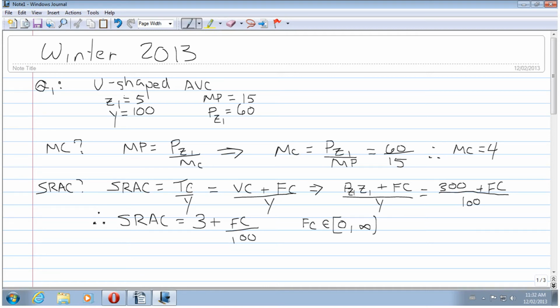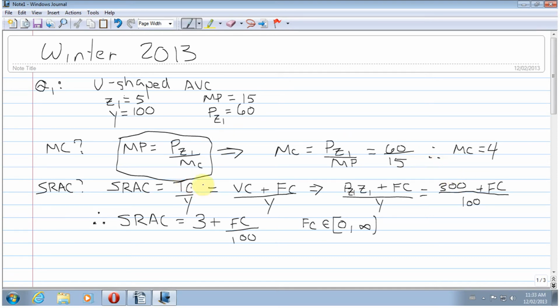Okay, so the first thing we have to solve is for marginal cost. This is all just about knowing the formulas. So the formula is this guy right here that you'd want to know. Marginal product equals the price of Z1 over the marginal cost. So with a little bit of rearranging, that formula becomes marginal cost equals the price of the input over the marginal product, which makes sense because our cost is 60, we're getting 15 units, therefore marginal cost is 4.